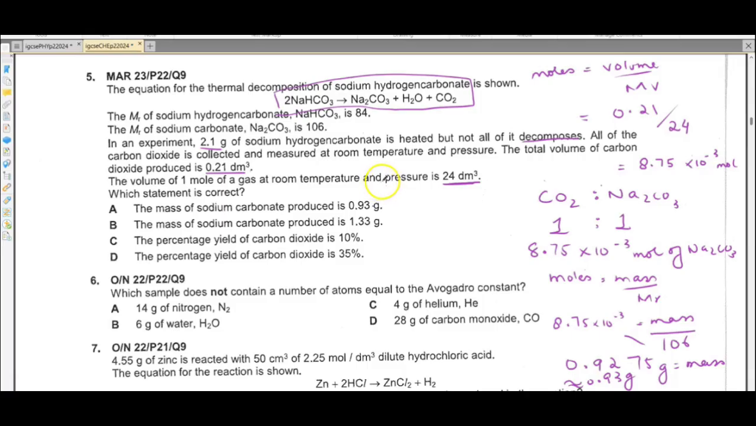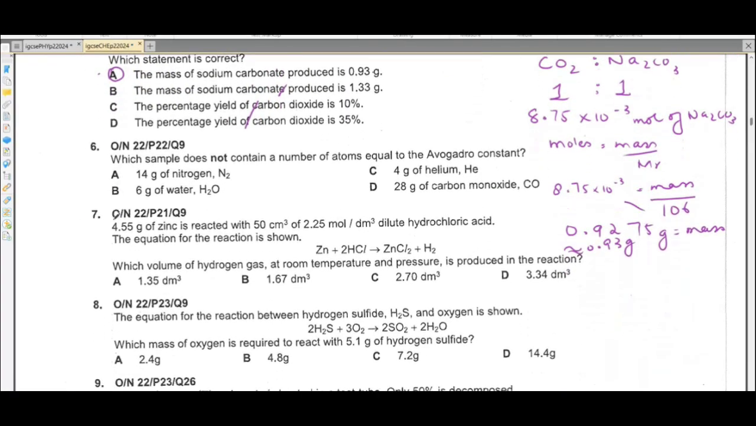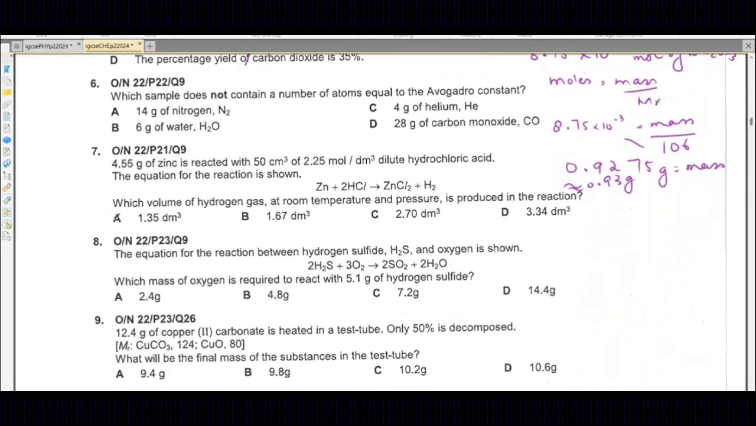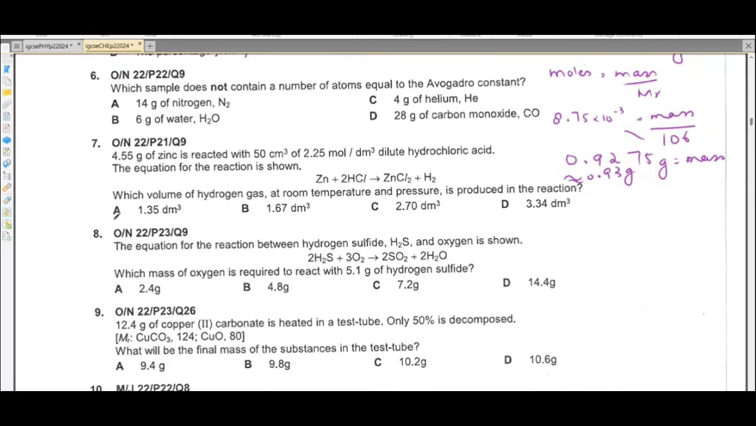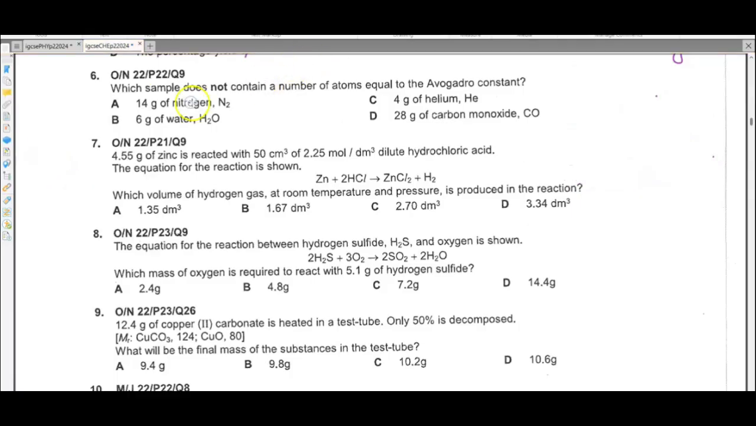Or we've got our answer, so this one is not going to be correct. Percentage yield, we don't need to check if we've got the right answer. So A is the correct answer, so let's move on, because the video is going to become extremely long. Okay. I'll just clear the space.